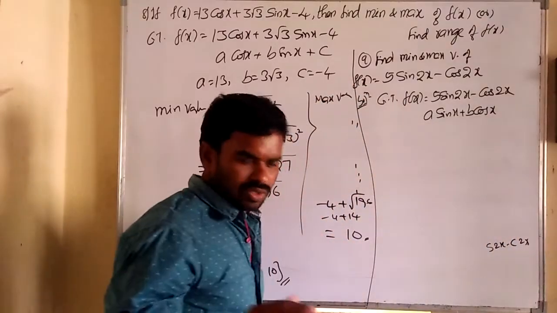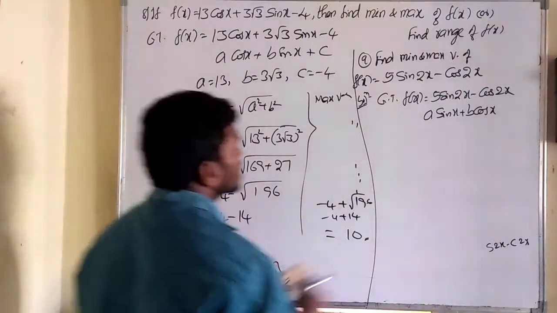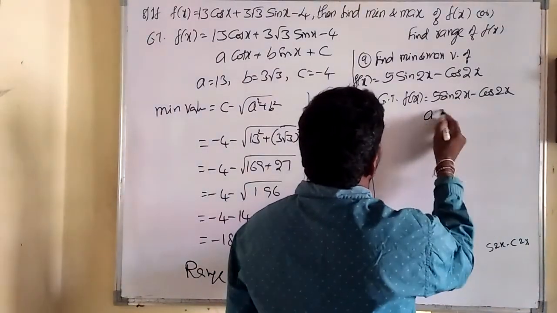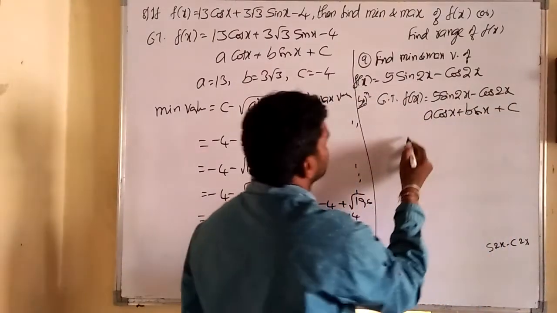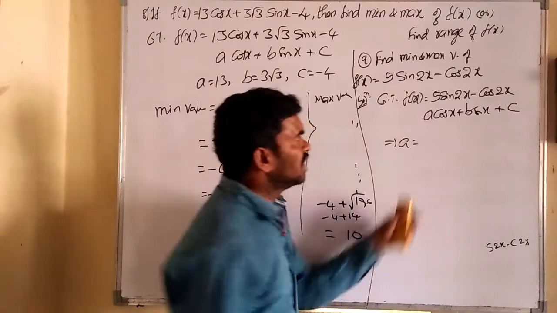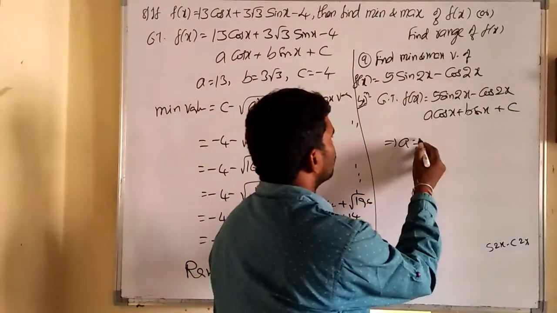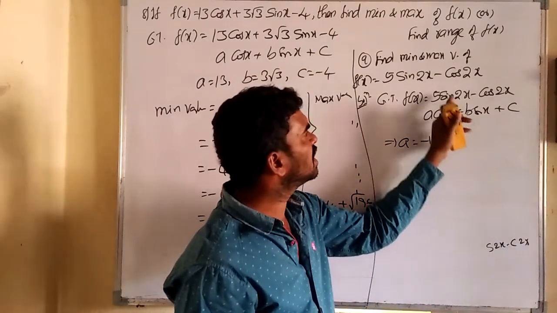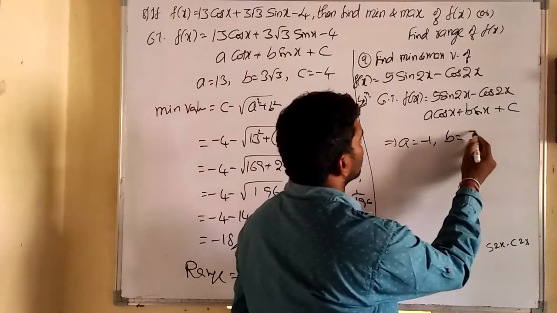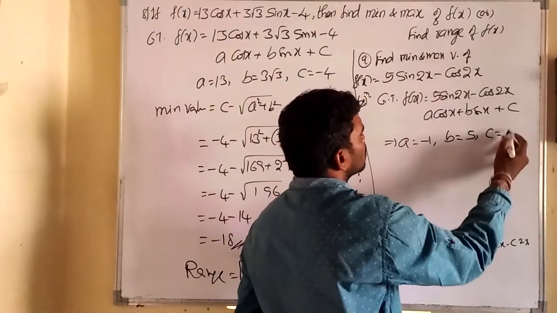Okay, no problem. Even if you compare with cos x plus sin x also, a cos x plus b sin x plus c. Compare with it: what is the a value? Here cos x coefficient is a, here cos x coefficient is minus 1. And what is b value? Here sin x coefficient is b, here sin x coefficient is 5. And what is the constant c? Here there is no constant term, so 0.